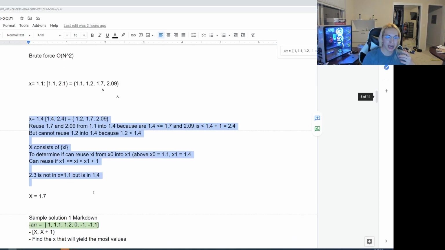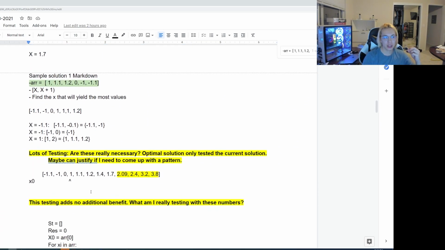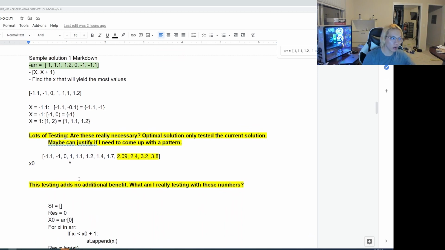So if I were to actually write down these lessons, this is what it would look like. If I were to write down all the things that I learned, this is how I would write them. Now this is a copy of whatever he did before, but I have highlighted my notes in yellow. First, you can see here that I made the same comment. Are these really necessary tests? Optimal solution only tested the current solution. Maybe if I can justify it by coming up with a pattern from all this effort, then this would be worth it. But ultimately, there is no additional value that is derived from all this.